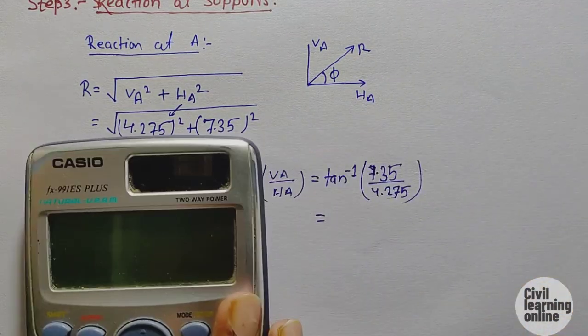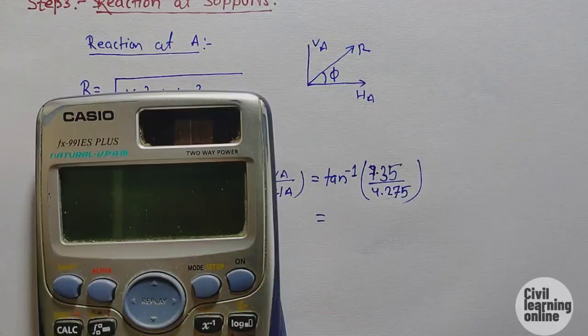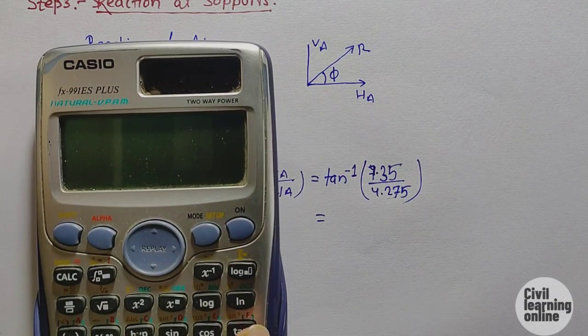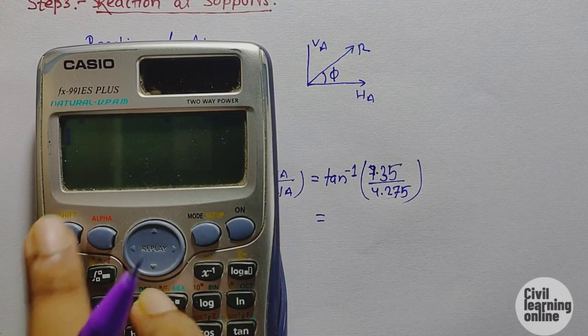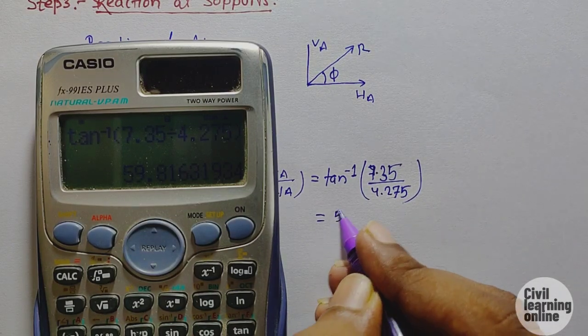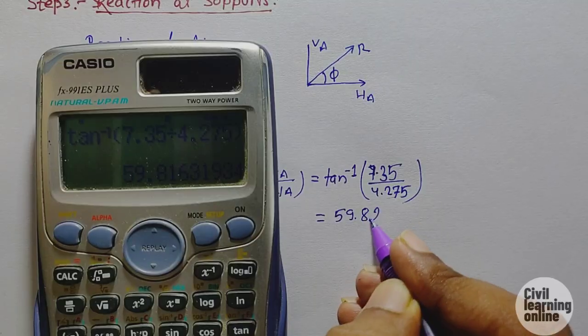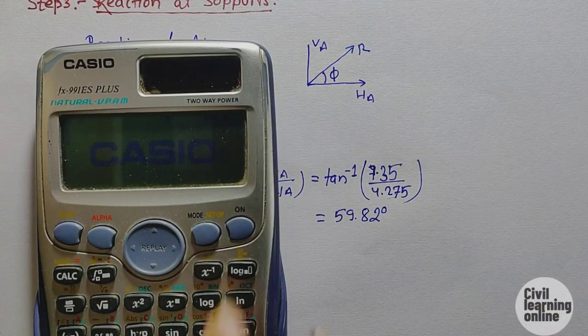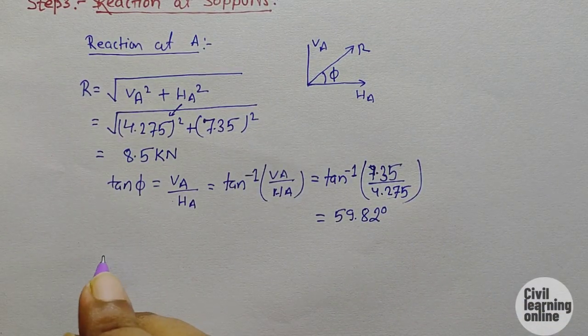See here guys, shift tan inverse. This is the tan inverse. Shift and press this tan, you will get tan inverse. Now put down the value here, shift tan inverse and put down the value 7.35 divided by 4.275. Here the theta value comes to be 59.82 degree.